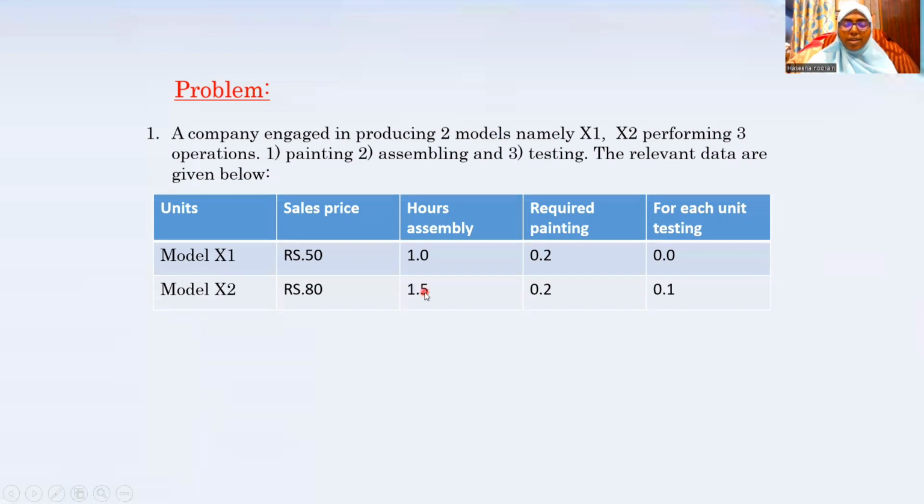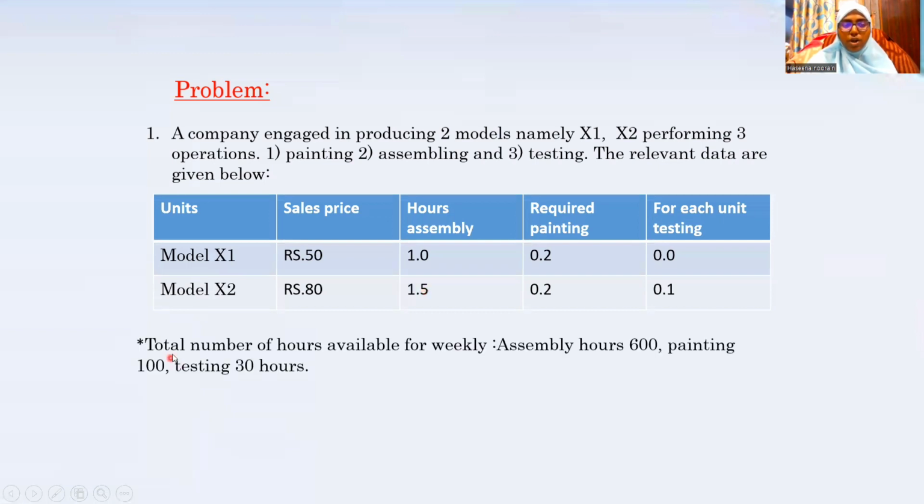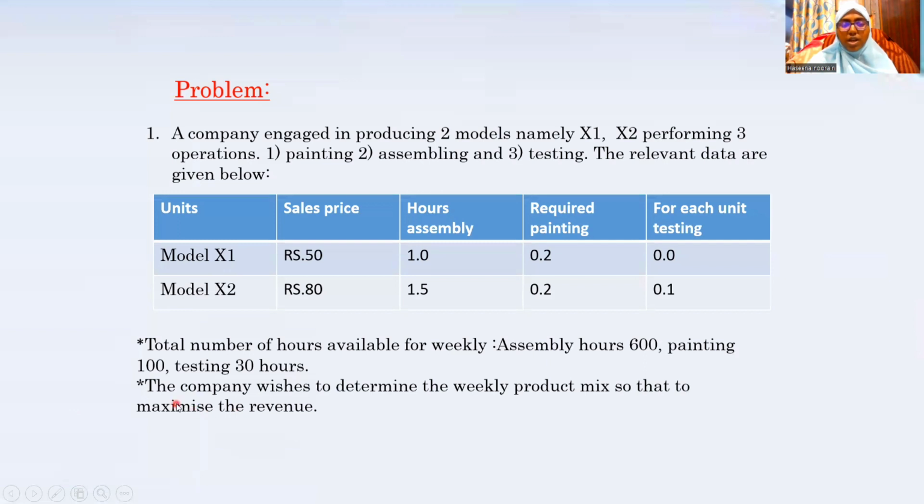Now, this problem has three conditions. The first one is the total number of hours available weekly: assembly hours 600, painting hours 100, and testing hours 30. The next one is that the company wishes to determine the weekly product mix so as to maximize the revenue. The word maximize has been recognized here, which means it is a Z max problem. We have to maximize the profit. The next one is to formulate the linear programming problem, which is LPP.